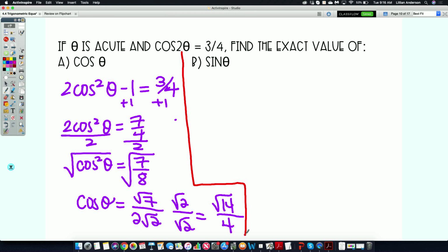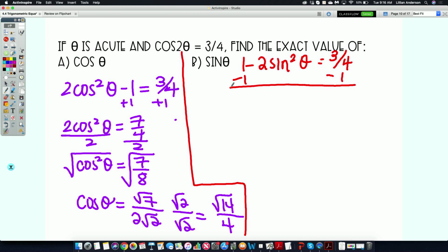I am going to use the double angle for cosine 2 theta, even though I know we found the correct cosine. We did find the correct cosine, right? Yes, we did. But just in case. All right? Subtract 1 from both sides. What's 3/4 minus 1? Negative 1/4. Divide both sides by a negative 2. What's negative 1/4 divided by negative 2?